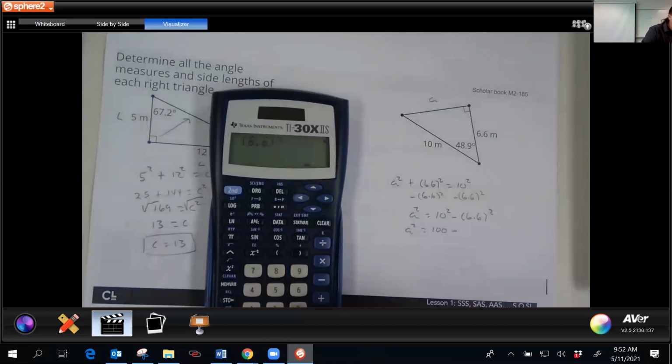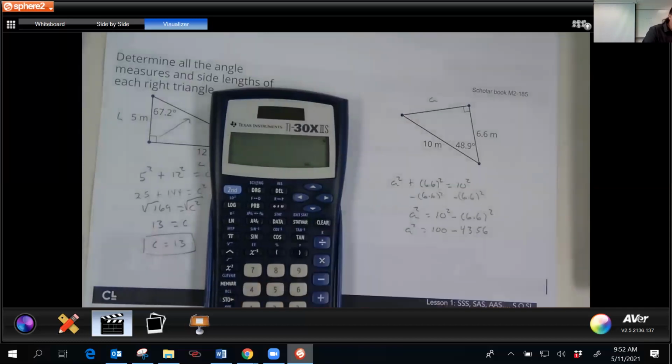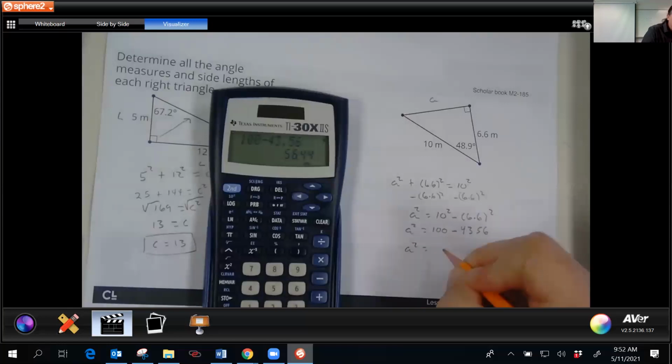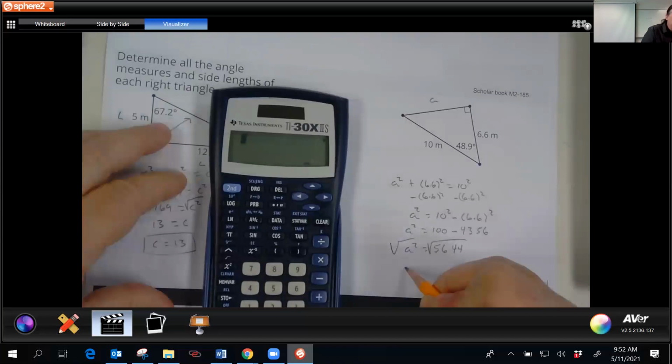So let's go ahead and raise it to the power 2. That's 43.56. So we've got 100 minus 43.56. And that leaves me with a squared equals 56.44. Solving for a, let's square root both sides. That's just going to leave me with a.